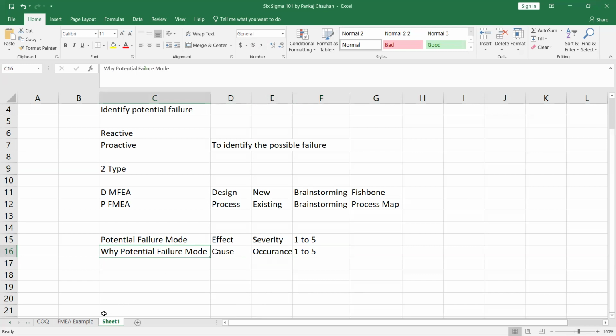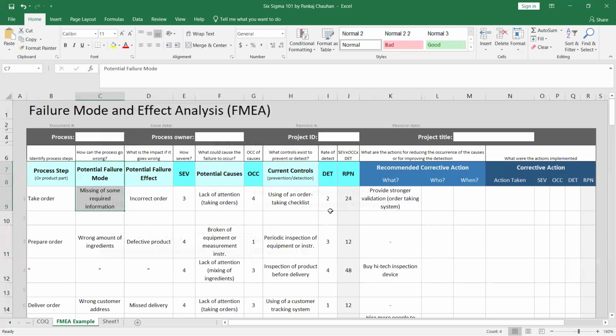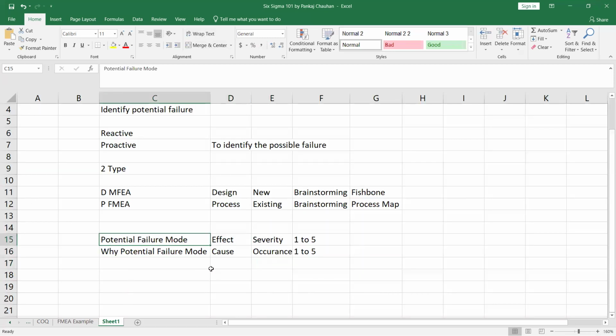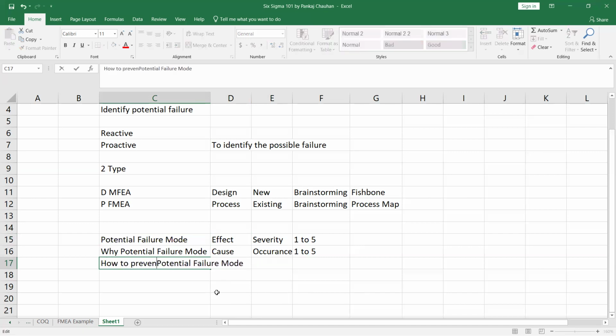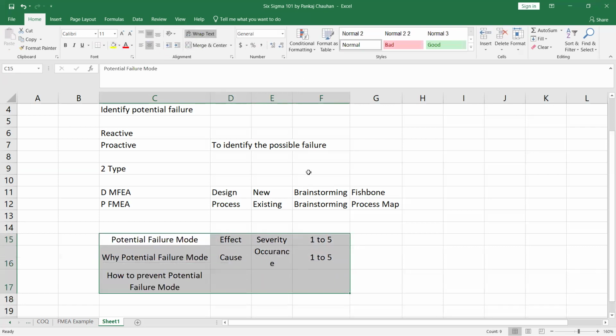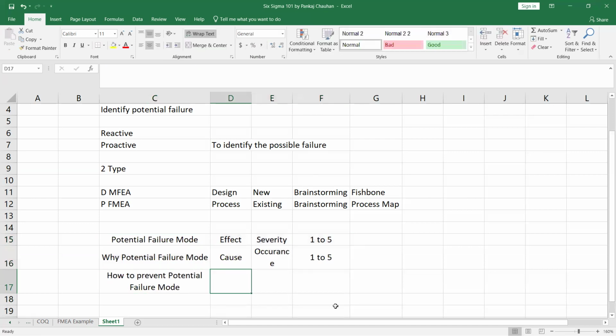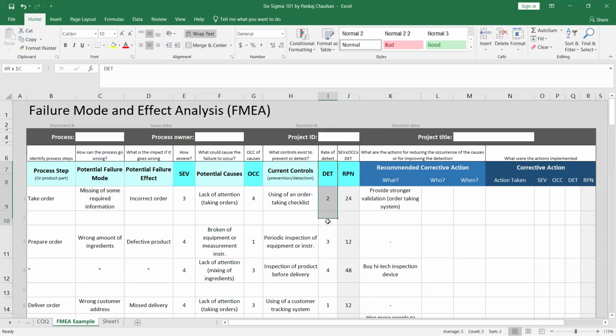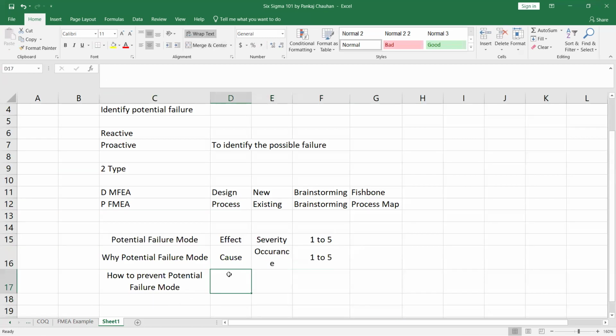Now, for the potential failure mode, the third thing we will identify is the current control, or how we can prevent this potential failure mode from occurring. Here, for this potential failure mode, I will say how to prevent. As of now, in the current business, what are the resources I have available which will help to prevent that? That is called your detection. These are the current controls, how to prevent.